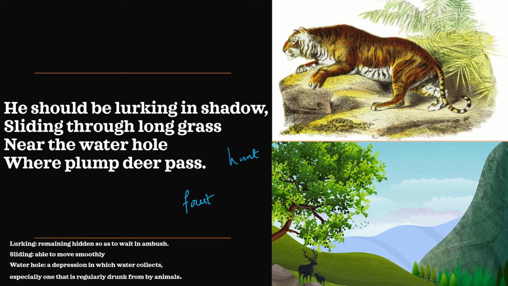So the actual tiger hides behind the bushes, and the word lurking is used in this stanza to tell us that the tiger remains hidden till the prey approaches. And he slides or moves smoothly through the long grasses to avoid getting noticed and the prey getting alarmed. These long grasses are near water bodies like lakes, rivers, etc., where the fat or plump deer come to drink some water. And that's when the tiger attacks these deer.